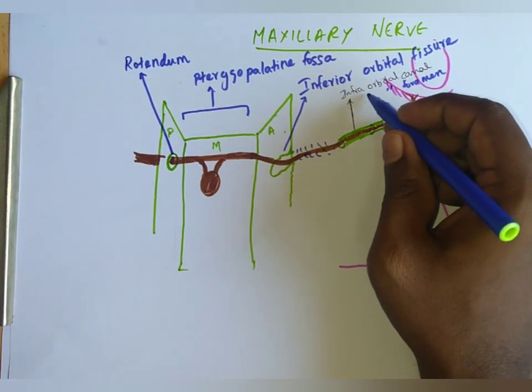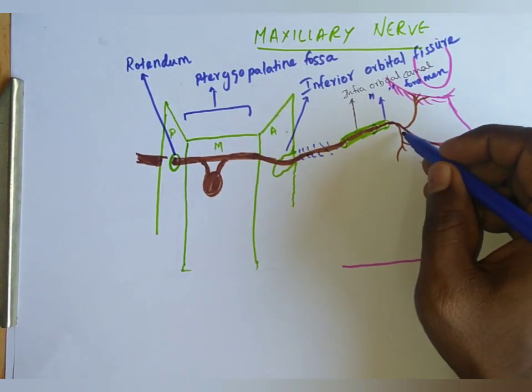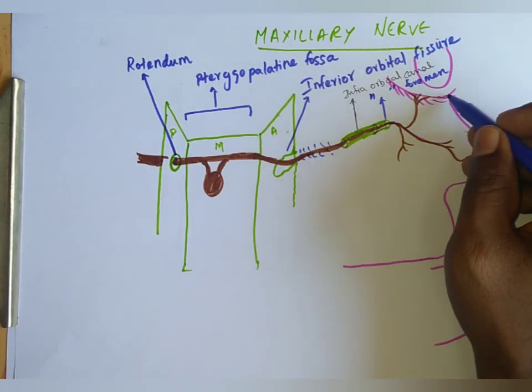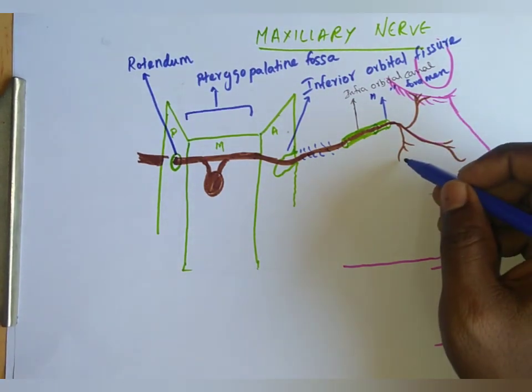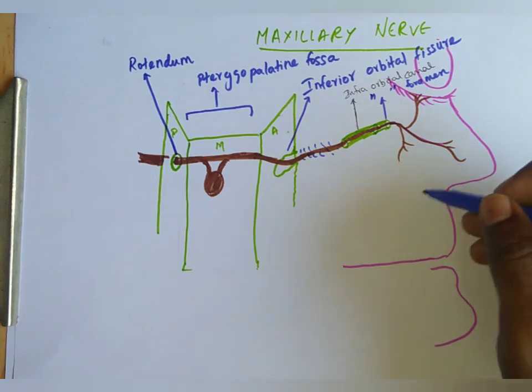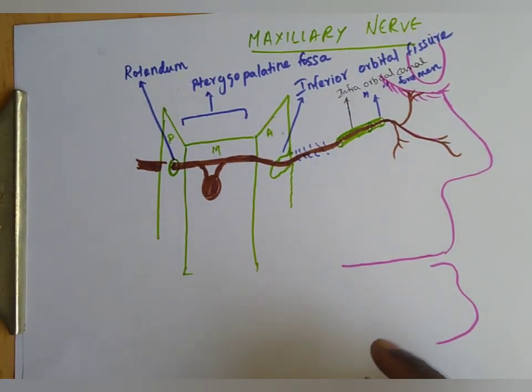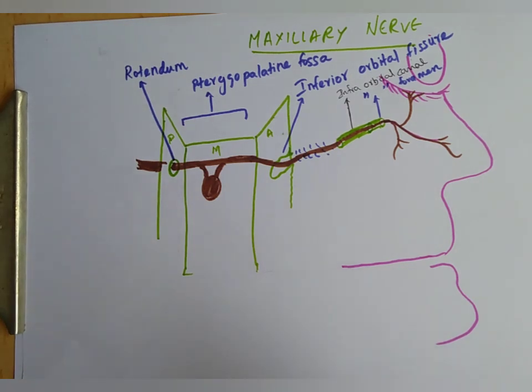It will enter inside the infraorbital canal through the infraorbital foramen to divide into terminal branches to supply the lower eyelid, the nose, and the cheek. Okay. Now let's study the branches in each part.